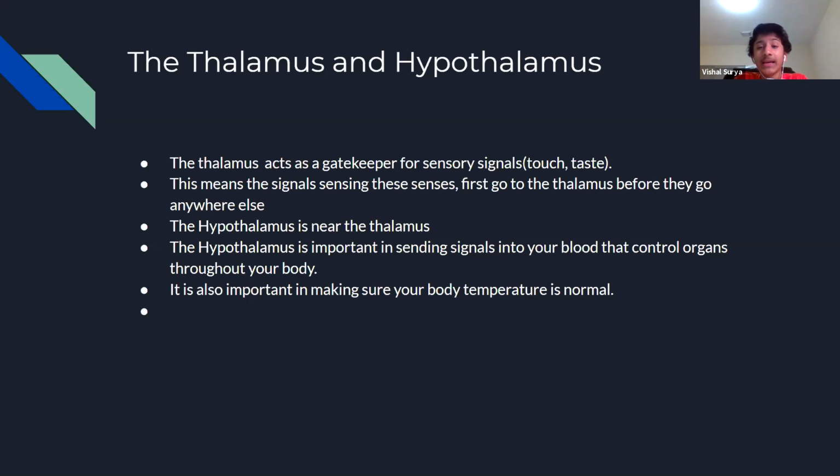Now, the next thing is called the hypothalamus, and it's important not to get confused between the two. It is near the thalamus, of course, and it is important in sending signals in your blood that control organs throughout the body. So the hypothalamus releases different chemicals that help you grow, for example. So it's really important with that. And it's also important in making sure your body temperature is normal.